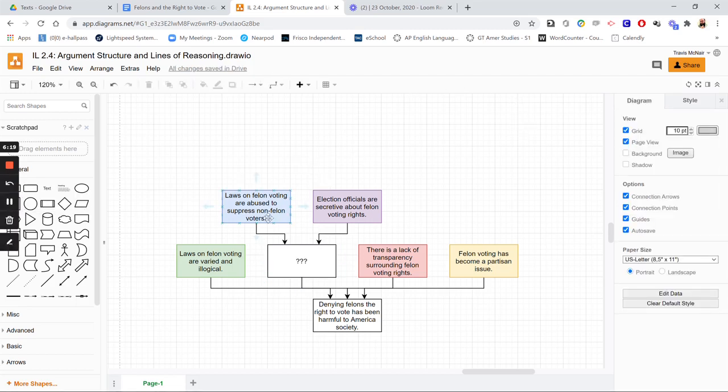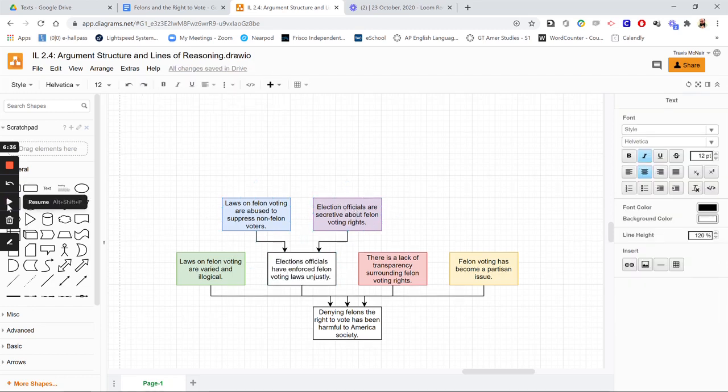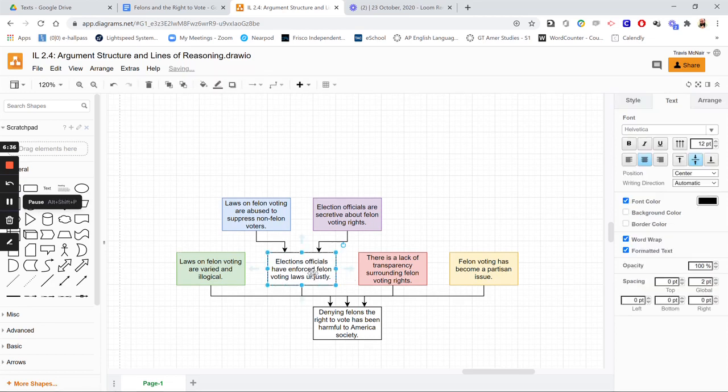So, if I know that one paragraph is arguing that laws on felon voting are abused to suppress non-felon voters, another paragraph is arguing election officials are secretive about felon voting rights, because of this and because of this, therefore what? There we go. I think that is going to be the best way to phrase this. Because laws on felon voting are abused and because election officials are secretive about it, therefore, election officials have enforced felon voting laws unjustly.